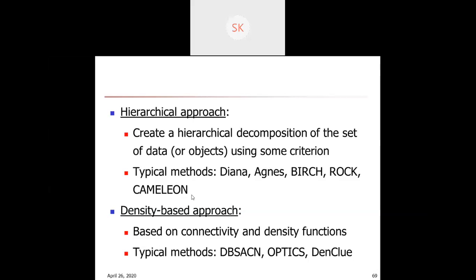These are the short forms of the names of the methods adopted. We'll go with hierarchical and partition. But apart from hierarchical and partition, there is also the density based approach, which is based on connectivity and the density function, that is, connectivity between the objects and the density function. Typical methods that fall under the density based approach are DBSCAN, OPTICS, and DENCLUE.